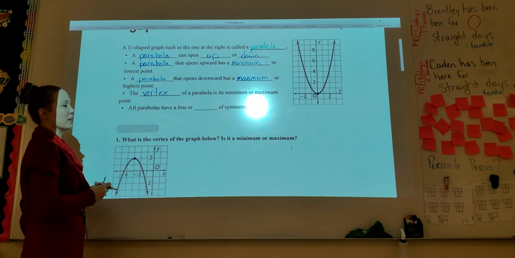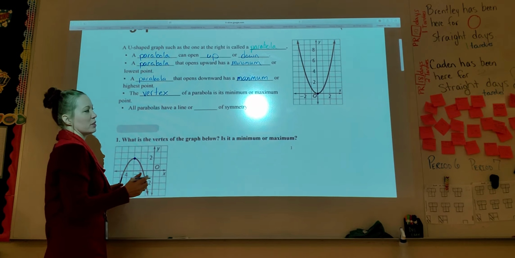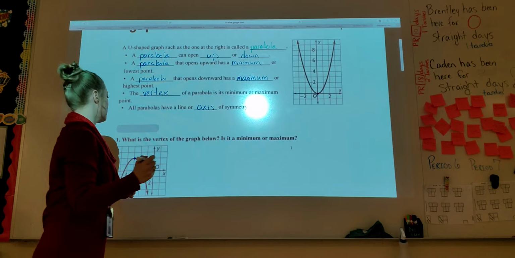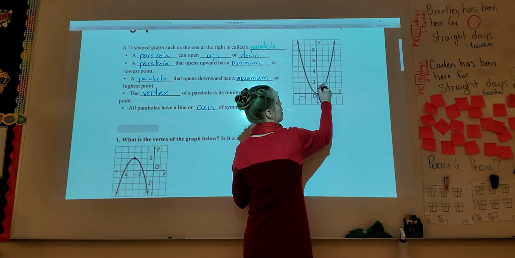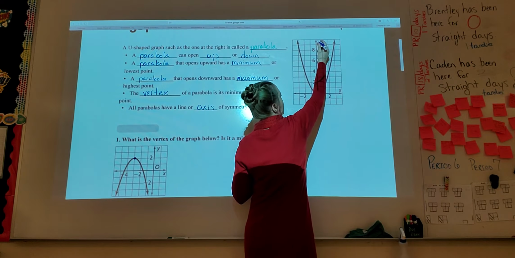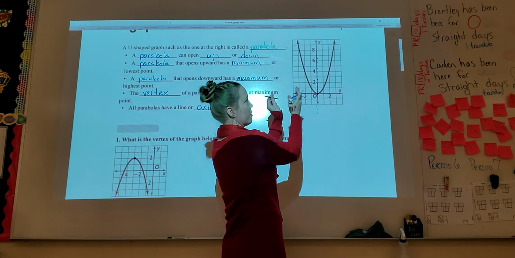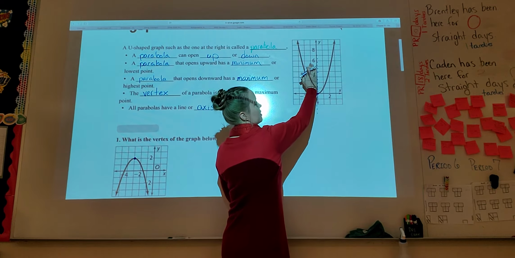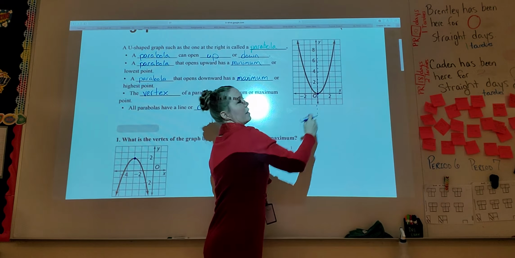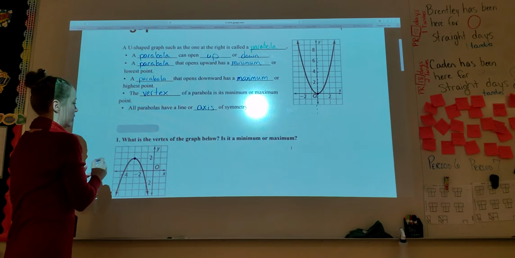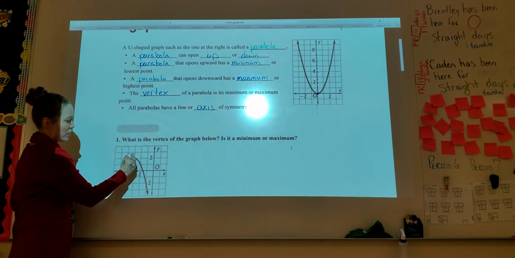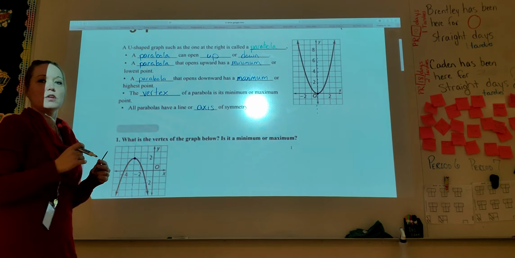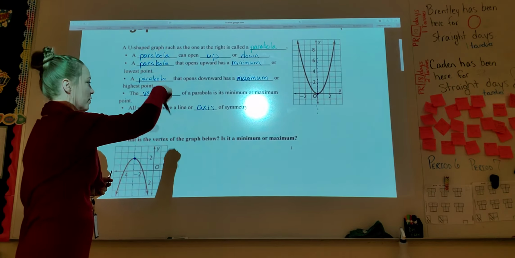All parabolas have a line or blank of symmetry. We call it an axis of symmetry. And what that means is it's just talking about this imaginary line that goes through, and it acts as though like a line of symmetry. So it means that it's kind of like mirroring over that line. Like it looks like it's a mirror, and it's got this mirror image on either side. So this one right here would have it right here. And it always goes through the vertex. So that line of symmetry is always going to be through that vertex point.